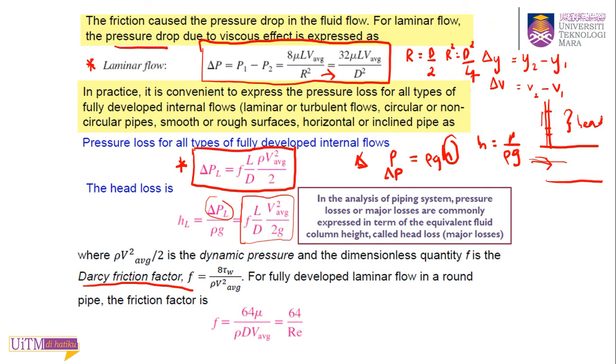So we can calculate this head loss in meters. Head loss has the unit of meter, the height that has dropped due to the pressure loss. So that's why they are related to each other. From the pressure drop, you can find the head loss, just divide the pressure drop by rho g.